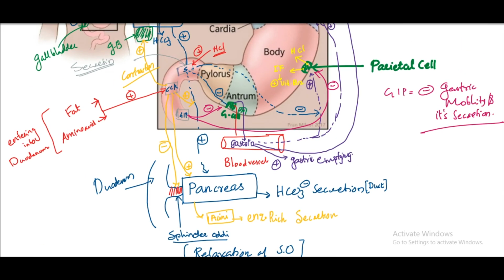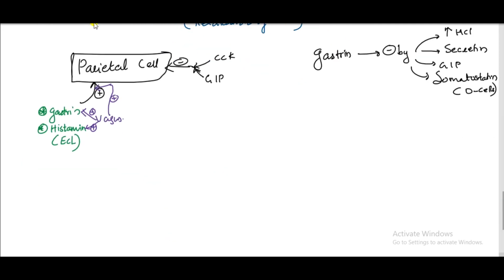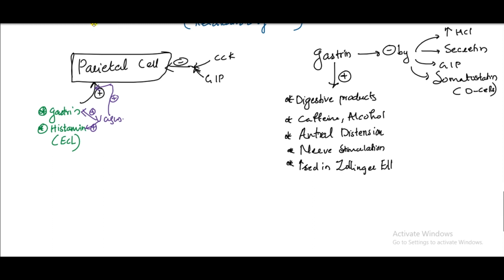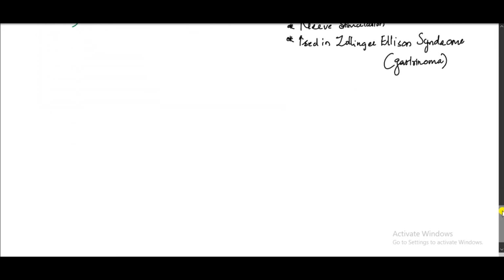I am drawing D cells here. It has a negative feedback on the G cells, and gastrin is positively fed back by digestive products, caffeine, alcohol, distension, and nerve stimulation, and it is increased in Zollinger-Ellison syndrome. We can see gastrinoma in this condition. In this condition, gastrin is also produced very highly in this syndrome.